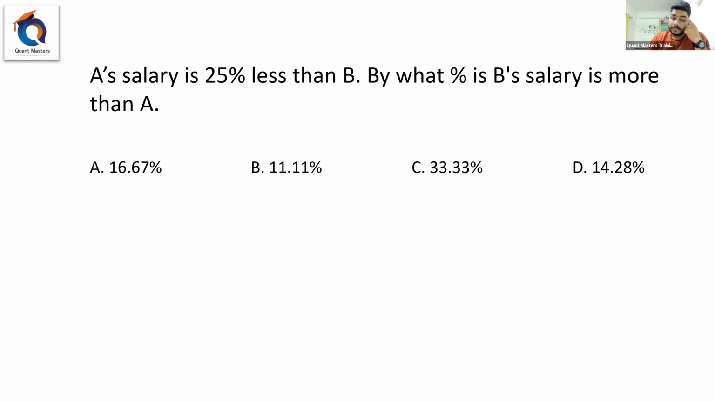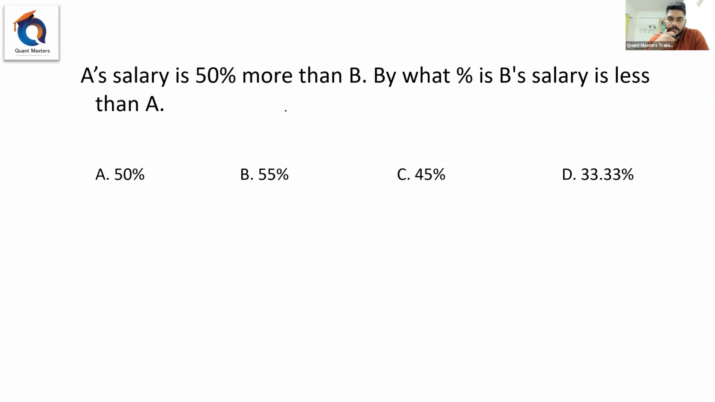Now look at this sum. Same type. Can we solve this without even touching the pen? All of you. A salary is 25%. Again, 25% is 1 by 4, but this time it is less. So B salary should be more, no? 1 by 4 less means decrease the denominator. So 1 by 4 becomes 1 by 3. So answer is 1 by 3 is nothing but what? 33.33%. That's all. Okay, now if you're asking, sir, why have you decreased 4 to 3 only? Why? Because I'm decreasing by the value in the numerator. So 4 minus 1 is 3.